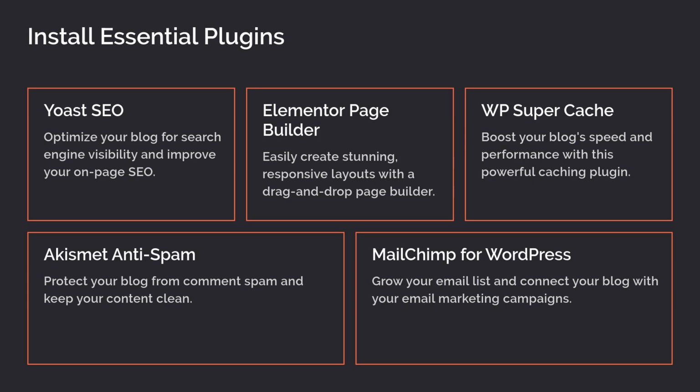Akismet. Protect your blog from spam comments with this powerful plugin. It automatically filters out spammy comments so you don't have to deal with them. WP Supercache. Speed is crucial for user experience and SEO. This plugin improves your blog's loading time by caching your pages, which makes them load faster for your visitors.